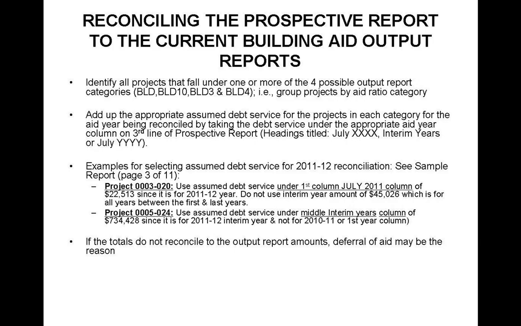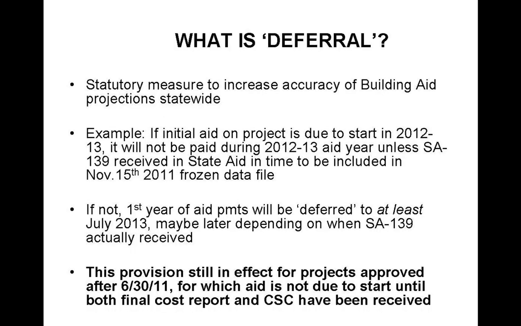So what is deferral? Deferral is a statutory measure to increase the accuracy of the building aid projections statewide. For example, if an initial aid on a project is due to start in the 2012-13 year, it will not be paid during 2012-13 aid year unless the SA-139 was received in state aid in time to be included in the November 15, 2011 frozen data file. If the 139 was not received in time for that November 2011 frozen data file, then the first year of aid payments will be deferred to at least July 2013, or maybe later, depending on when the 139 is actually received.